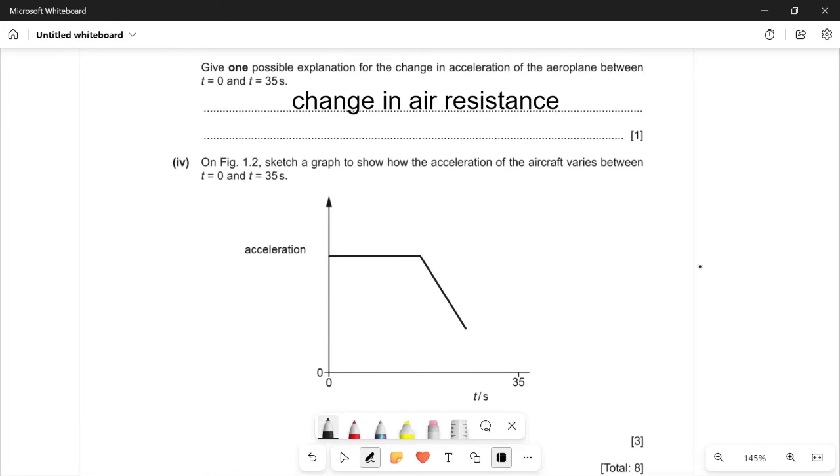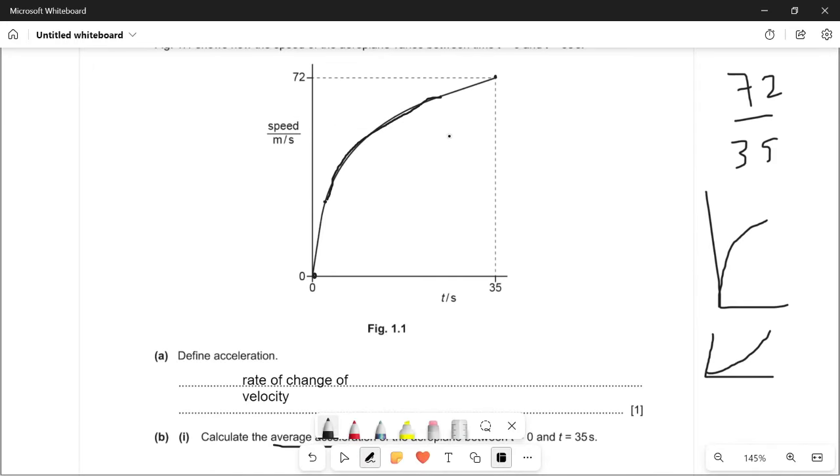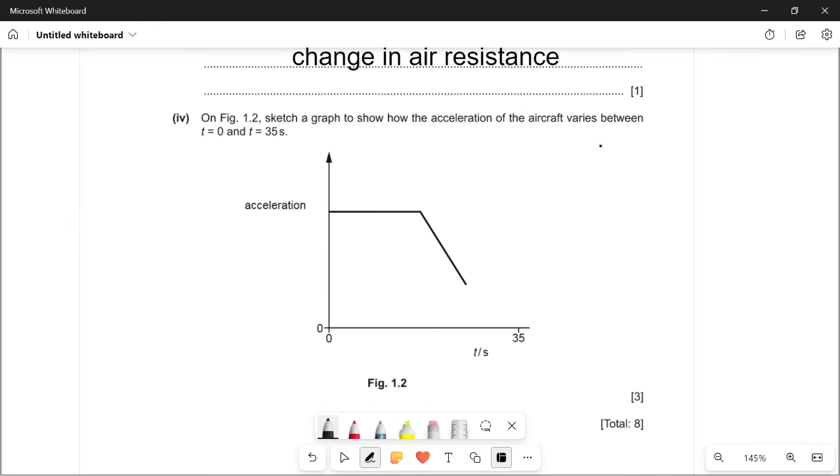And then when you go up, the graph becomes a straight line again. If it's a straight line, that means it's going to be a constant acceleration. So we're going to draw another horizontal line to represent constant acceleration.